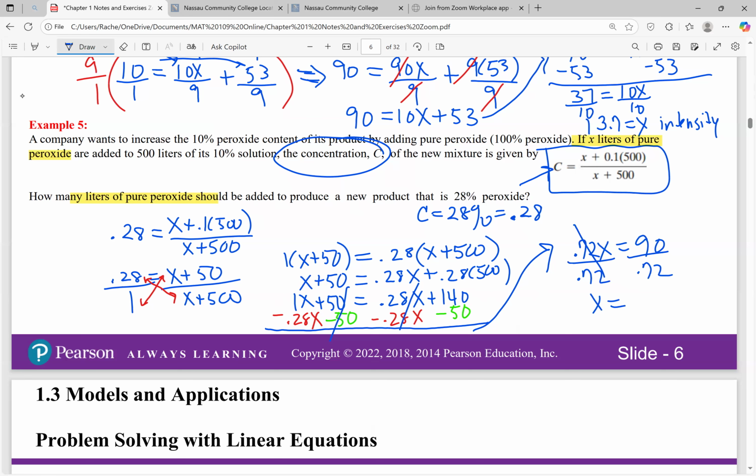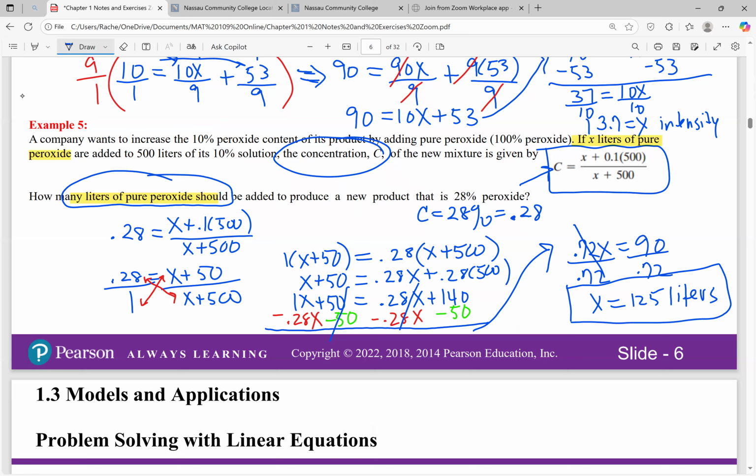And that's 125. Now, this is an application question, right? So remember what X stands for. We just solved for the number of liters of pure peroxide, right? We're being asked to solve how many liters of pure peroxide should be added so that the new concentration is 28%. And we got 125 liters. So units are important when we're working on application questions, so make sure you include your units as well.